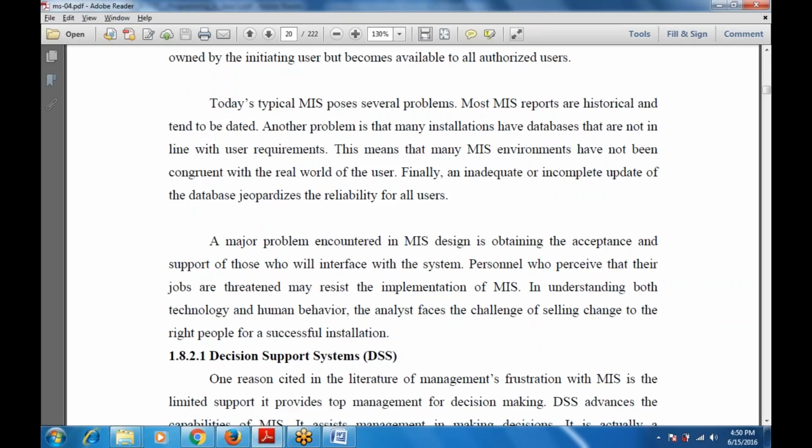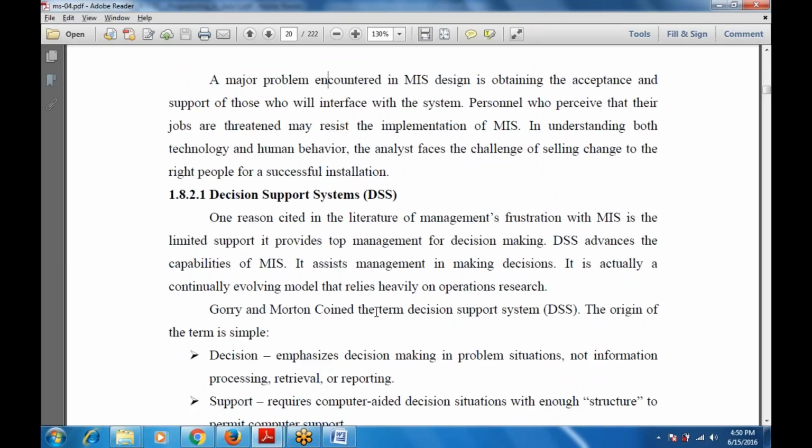Next one is the DSS. That is also one of the parts used by the top management for decision making. So whenever a decision is taken by the top management, they use a system that is known as a DSS, and this is the advanced version of the MIS. It advances the capability of the MIS. It assists management in making decisions. It is actually a continually evolving model that relies heavily on operations research. So whenever we use operations research, that is an MIS that is approaching the DSS, which advances the capabilities of the MIS.